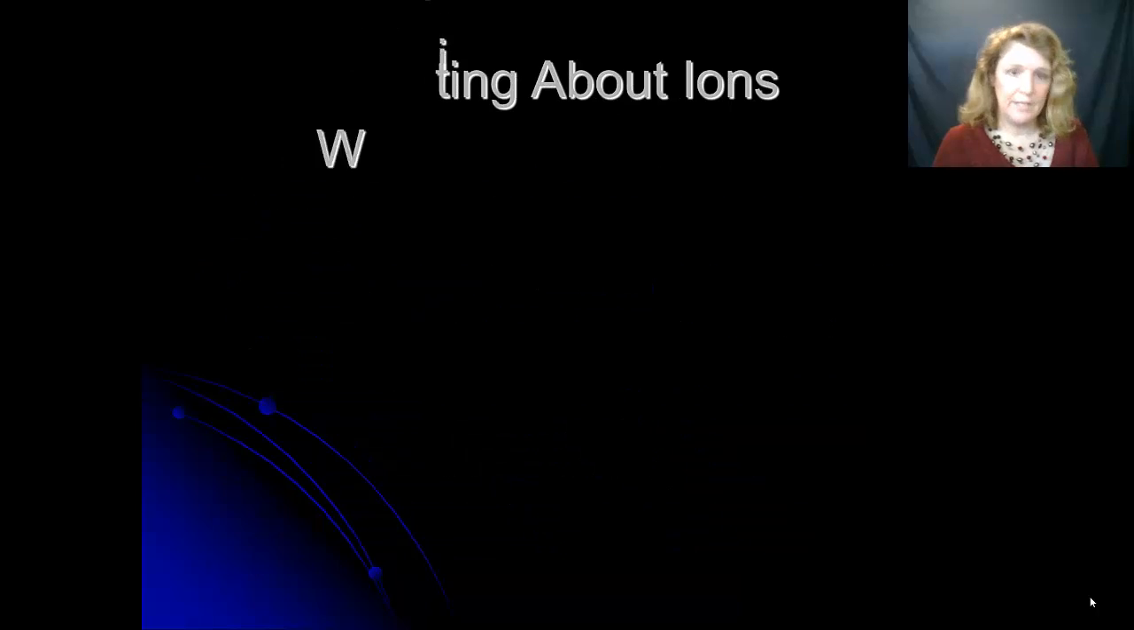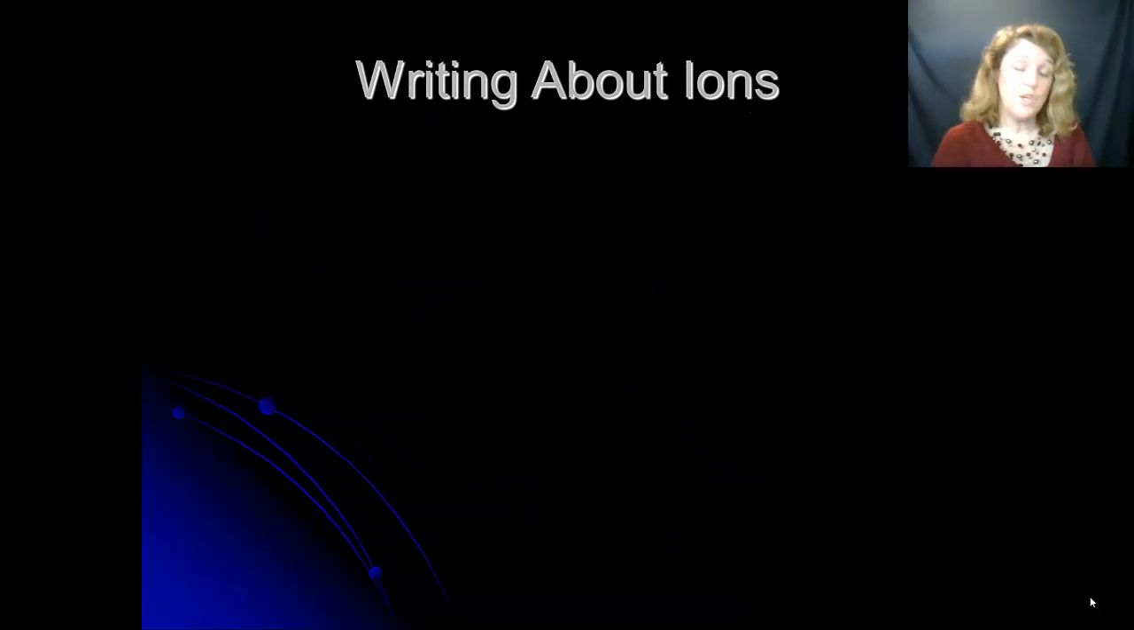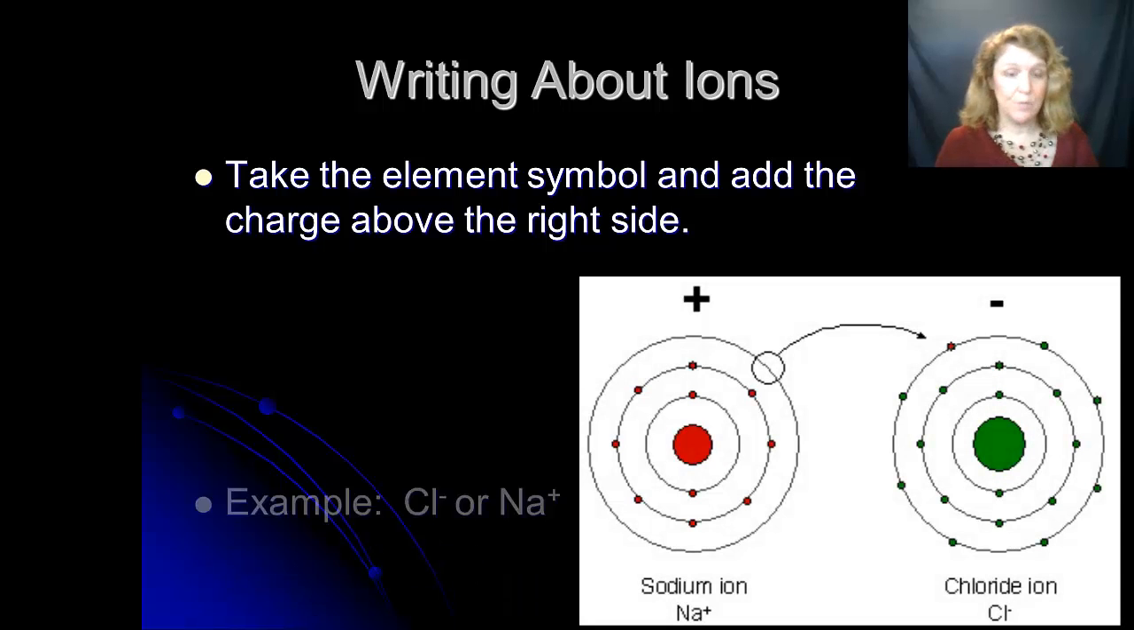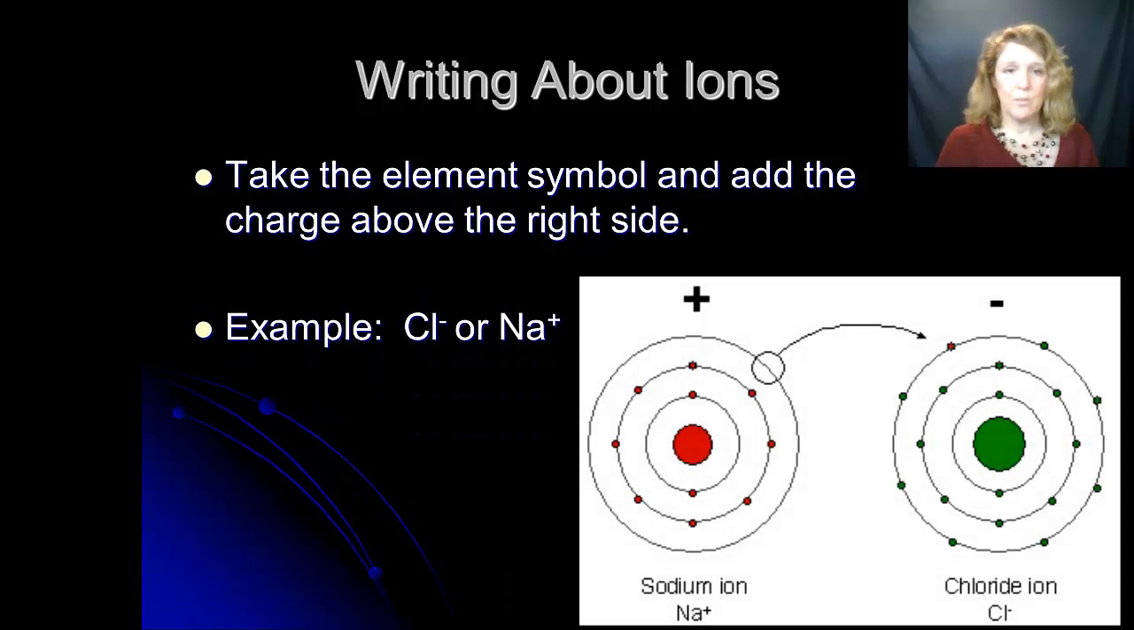So, ta-da! When you're keeping track of your ions, you need to be able to write them down correctly. You take the element symbol. For sodium, it's Na. For chlorine, it's Cl. And you add the charge above it to the right side. In my example here, we have chlorine, and you can see the little negative sign. That means it's got 1 extra negative charge. Or sodium, which has 1 extra positive charge.